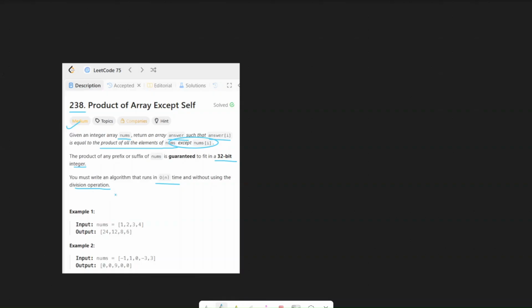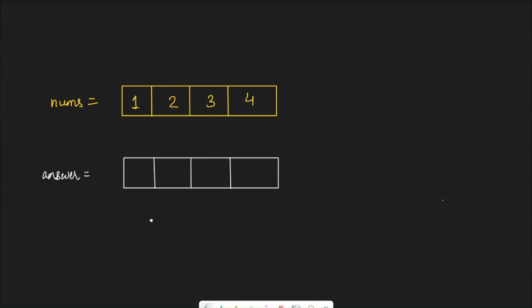Now let us first run this through an example. We are given this nums array. I'm taking an example where we have 1, 2, 3 and 4, and our answer array would be of the same length as nums because we need to store products of these numbers. But there is one condition. We can't include the number which is at the index we are currently evaluating. What does that mean? We are at the first location in this array, so we cannot include this number for the product that we are finding for this location. So we can include these three numbers.